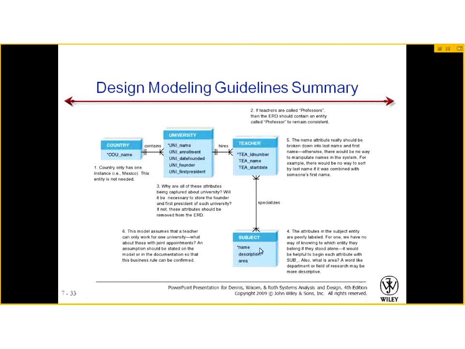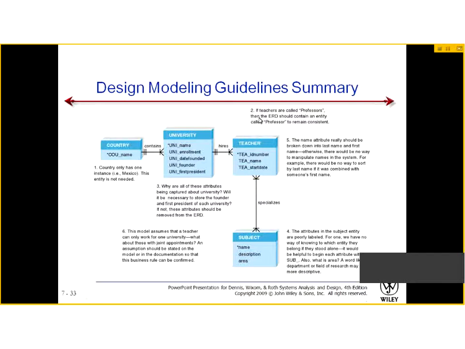There are certain problems in this entity relationship diagram. Let's see the first one: country is an entity with an attribute country name. Now country has only one instance, so this entity is not needed. If there is an entity having only one instance, you don't need to make this entity, so this should be eliminated. Now let's talk about the second one.